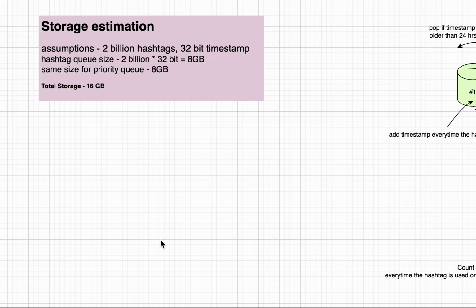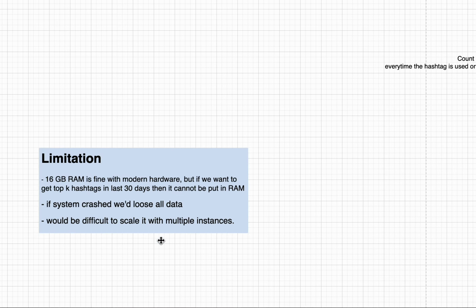But now let's move on to the limitations. Let's say a new ask comes, and we want to develop it for the last 30 days. Since just the last 24 hours took 16 GB, the last 30 days is going to take a lot more space than 16 GB, and we just cannot put that in RAM. So that's a big hardware limitation.